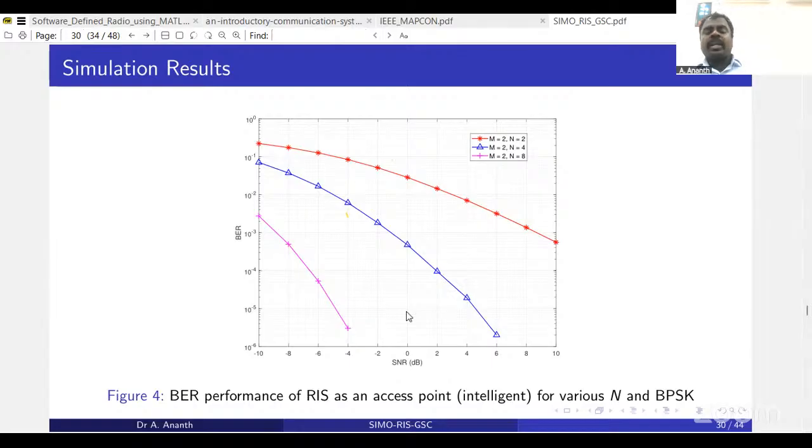So how far is the improvement compared to the previous one, like a reflector? You can see for the previous one, around 0 dB we had around 10 to the power minus 5 and 10 to the power minus 6, whereas for minus 4 dB itself we are having this. So this shows that if you have some provision to make use of RIS as an access point rather than a reflector, it is advised to go for that, because it is improving your reliability or decreasing your bit error rate. That's the observation you can make from this.